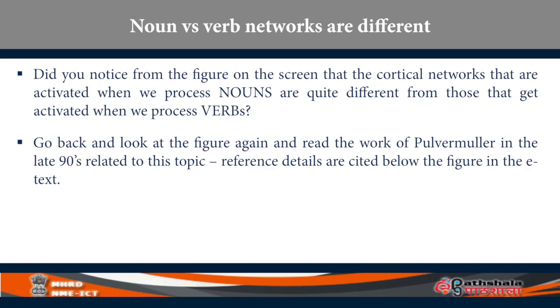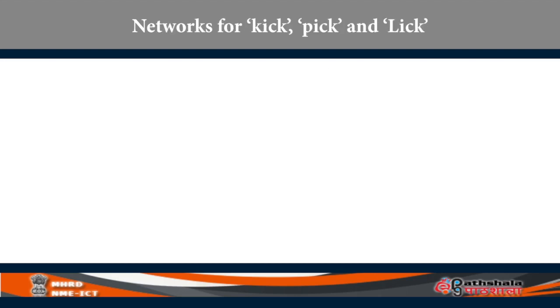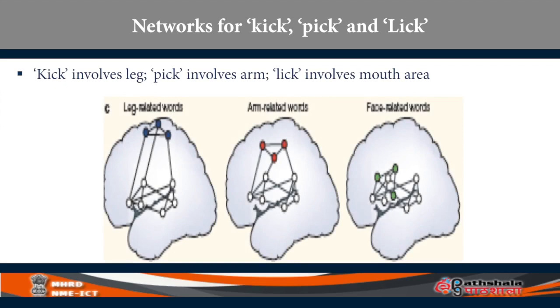Not only do nouns and verbs have different cortical networks in the brain, but if you take action verbs like kick, pick, lick, now stop and think about it. What is involved in kick? Leg is involved. What is involved in pick? Arm is involved. What is involved in lick? Tongue in the mouth area is involved. And you know the brain has a representation of the entire body. Now look at the cortical maps given by Muller for leg related words. The cortical map is like this. Arm related verbs, it's a little flat. Face related, even flatter. So the cortical networks for kick, pick and lick are different, is what Muller argues.